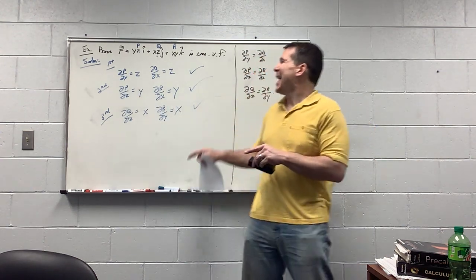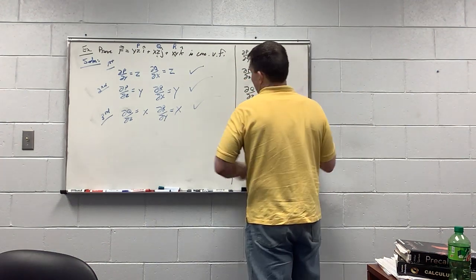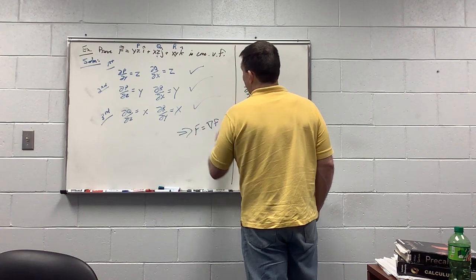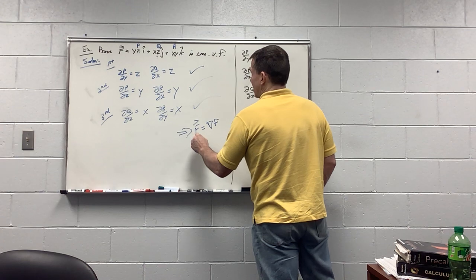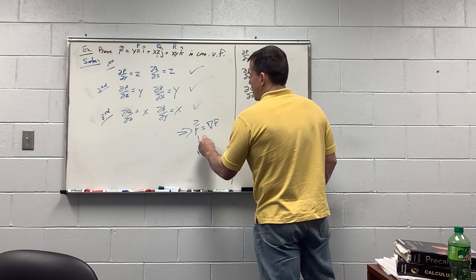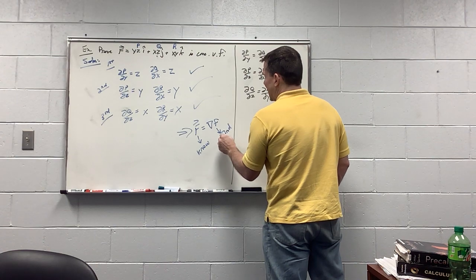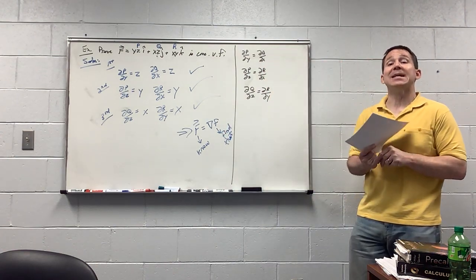Now I say, hey, if that is a conservative vector field, then what that means is that F is equal to the gradient of some function f. And if I know this, the question is, can I find that? Can I find the f that will have this as its gradient?